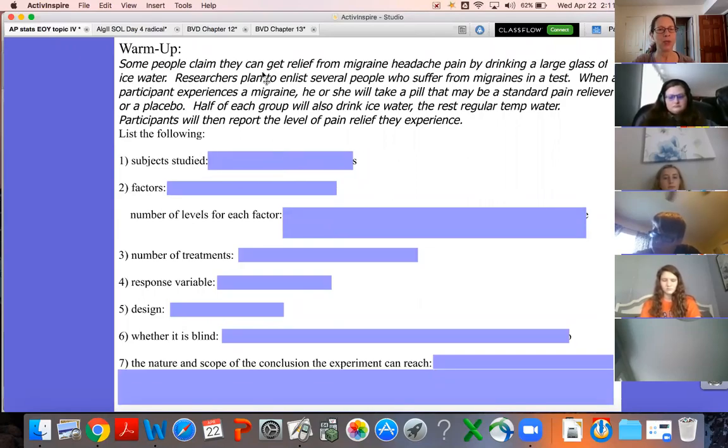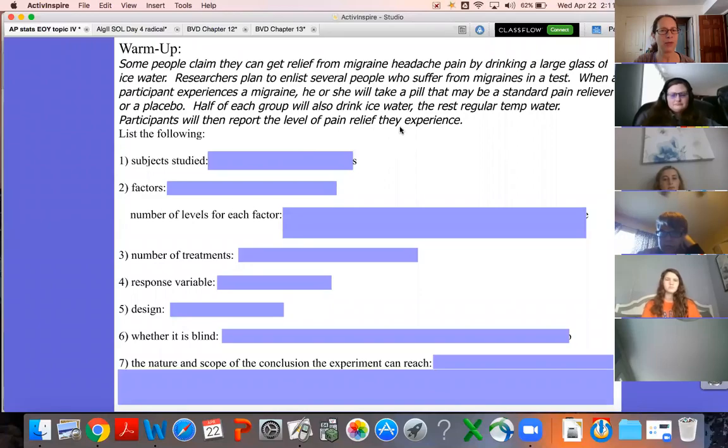So let's do the warm-up. Some people claim they can get relief from migraine headache pain by drinking a large glass of ice water. Researchers plan to enlist several people who suffer from migraines in a test. When a participant experiences a migraine, he or she will take a pill that may be a standard pain reliever or a placebo. We talked about placebos. They're to keep people from realizing who's being treated and who isn't. It controls for that mental effect that says, oh, I should be getting better because I got the treatment. Half in each group will also drink ice water, the rest regular temperature water.